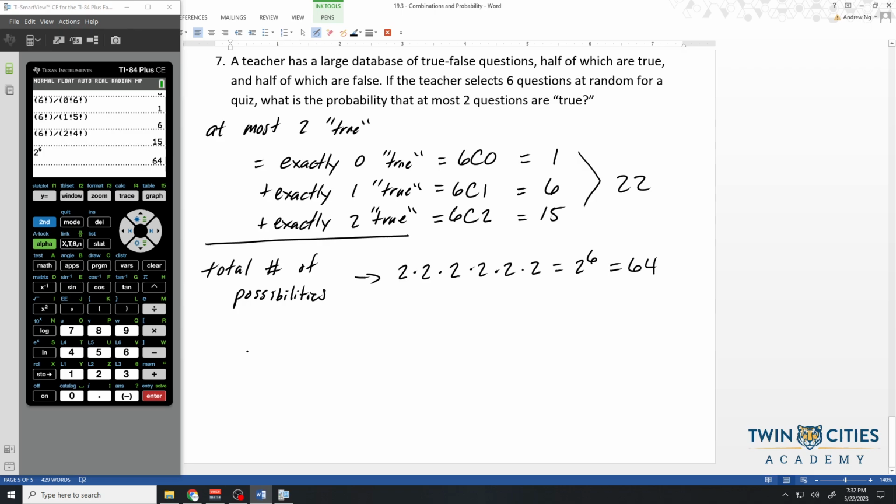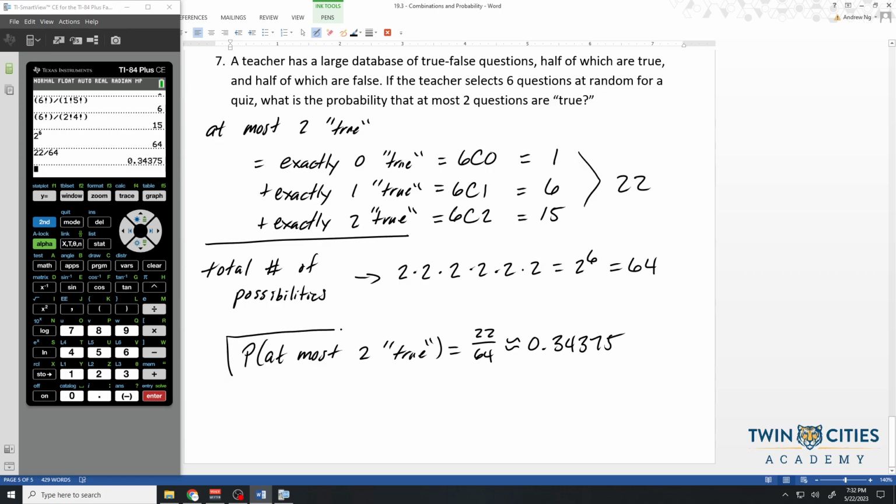Which means the probability of at most 2 true is 22 over 64, or roughly 0.34375, so a little over 34% of the time.